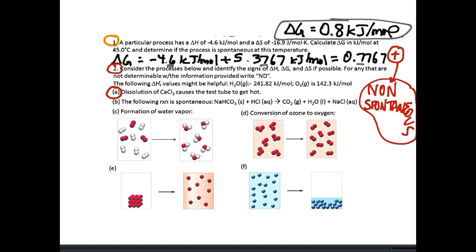Now, number 2, part A. Consider the processes below. Identify the signs of delta H, delta G, and delta S if possible. For any that are not determinable, with the information provided, write in D. The following delta H values might be helpful. So we have heat of formation values for gaseous water and ozone gas.